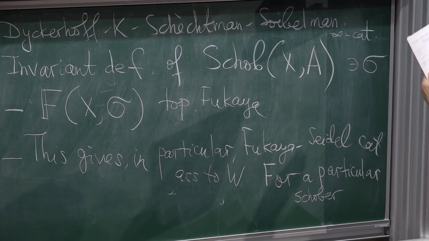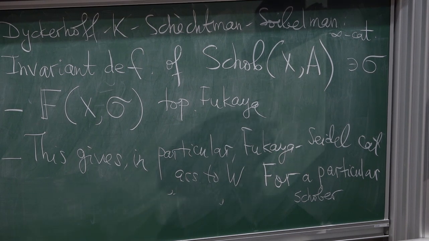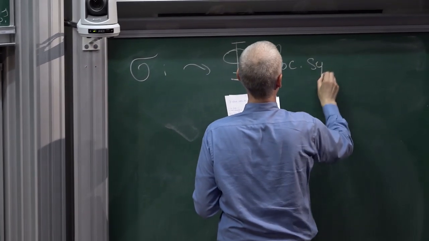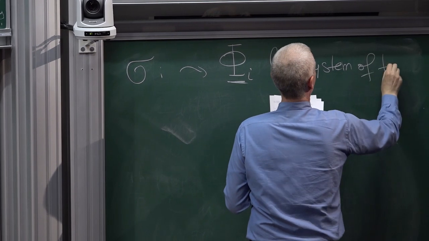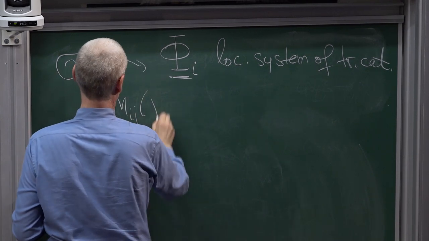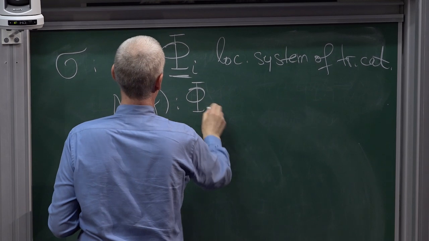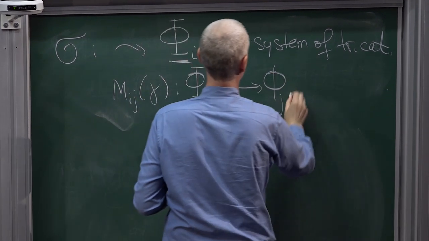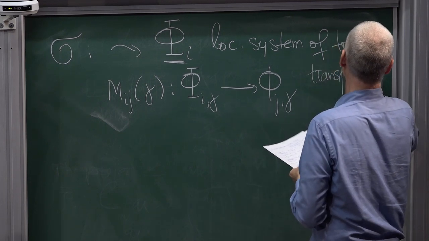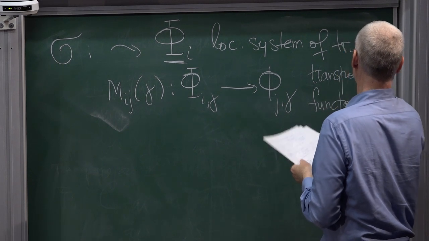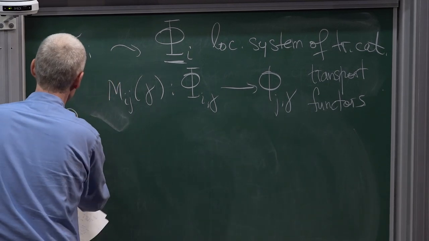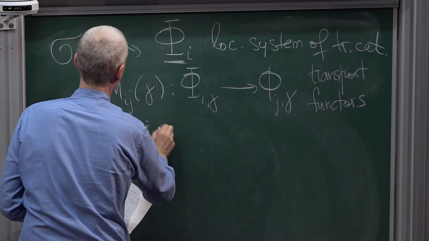So for such a Schober S, we have S for perverse sheaves, phi I, a local system of triangulated categories. We have M I j of gamma from phi I to phi j, which will be transport functors. And the Picard-Lefschetz identity becomes a triangle. We have a Picard-Lefschetz triangle rather than an identity.